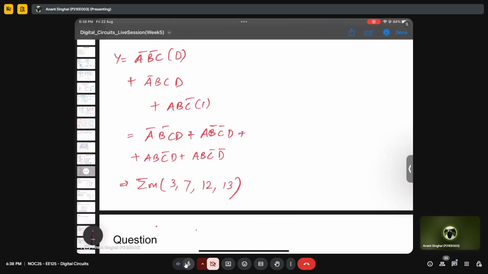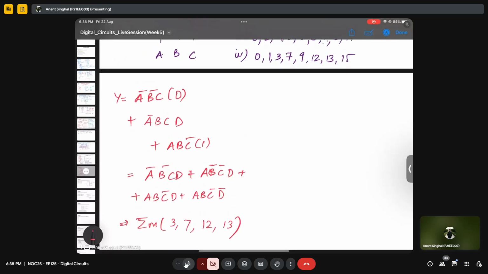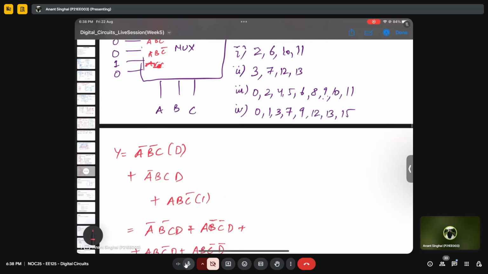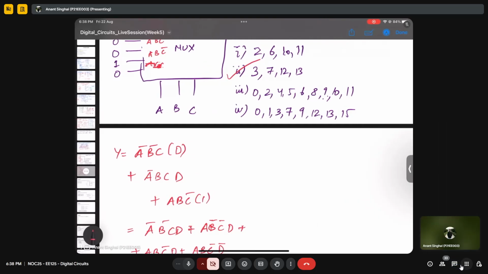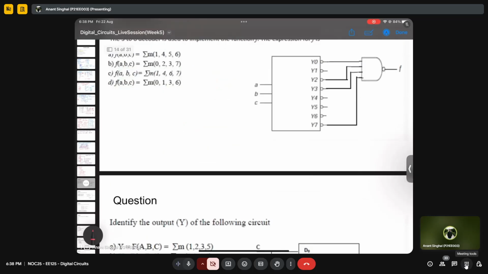Is it clear to everyone? Is there any option like that? Yeah, option second is the correct answer. So okay, let's go to the next problem now.